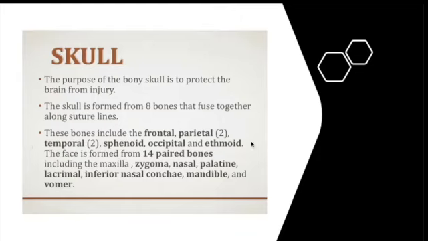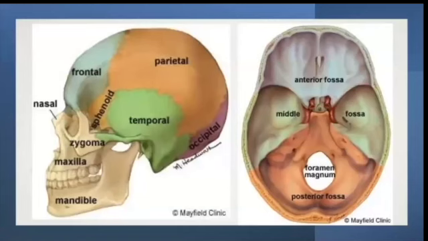So this reminds me that we have 2 parietals and 2 temporals. So this is how I remember the bones of the skull, by the mnemonic STEP OF 8. The face, however, is formed of 14 paired bones. And these 14 paired bones include the mandible, the maxilla, zygoma, the palatine, the inferior nasal conchae, the lacrimal and vomer bones.